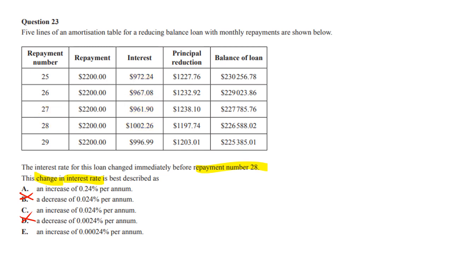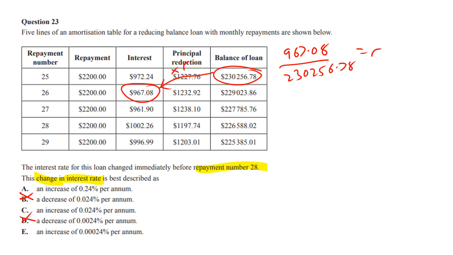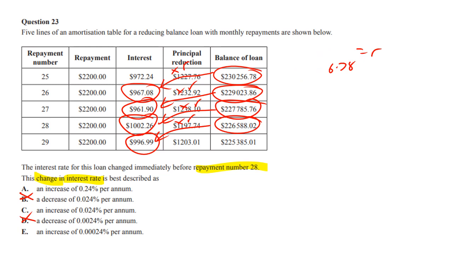Alrighty. Now what we've got to do is work out, how do you calculate R? Well, R is the balance here. You multiply by R and you get this number. And so to reverse engineer that, you'd actually take the 967.08 and divide by 230,256.78, and that would get you R. There's lots of connections, because this one multiplies by R to give me this one, multiplies by R to give me this one, multiplies by R to give me this one, so I can do the same calculation each time and calculate the interest rate.